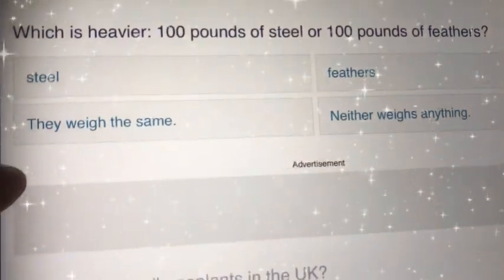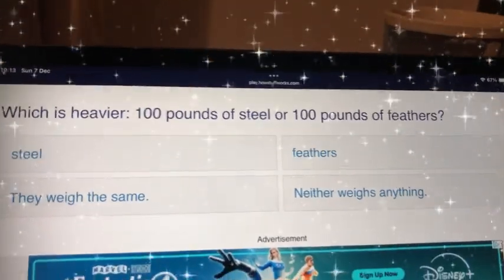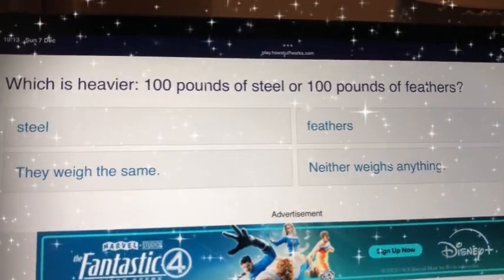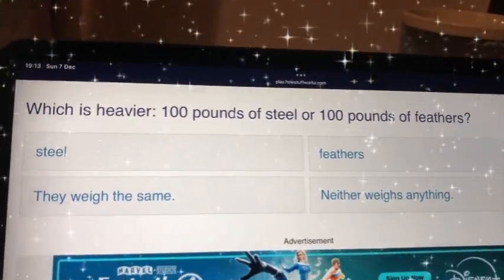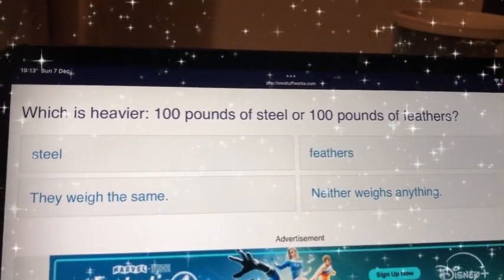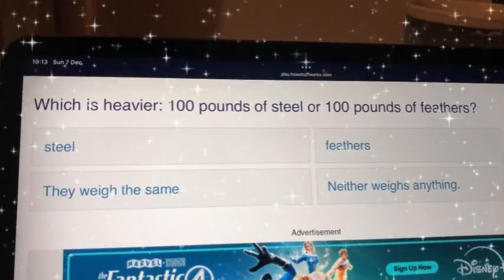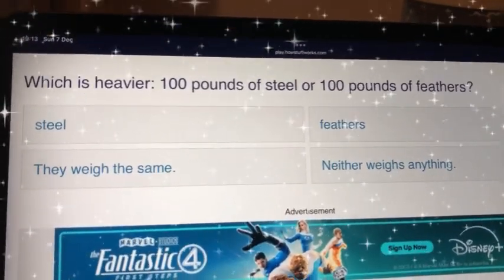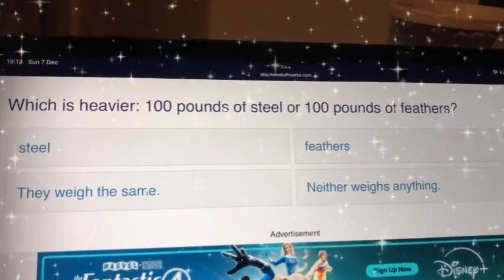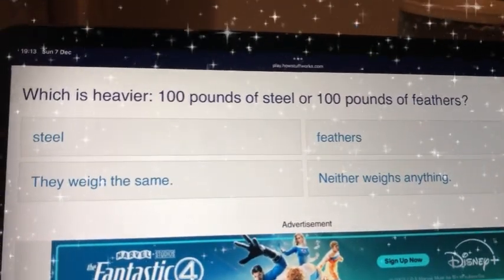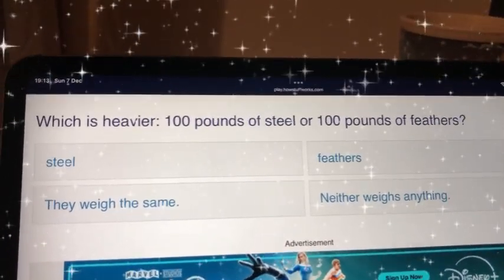So, this is a good one. Which is heavier, 100 pounds of steel or 100 pounds of feathers? Now, about 10 years ago, when I first saw this question, it did trick me as well. Because it's psychological. I was thinking feathers. The first thing that comes into a lot of people's head is feathers are soft. Therefore, would they be lighter? It's psychological, isn't it? So 100 pounds of anything put against 100 pounds of anything else, it's still 100 pounds, isn't it? So they weigh the same.